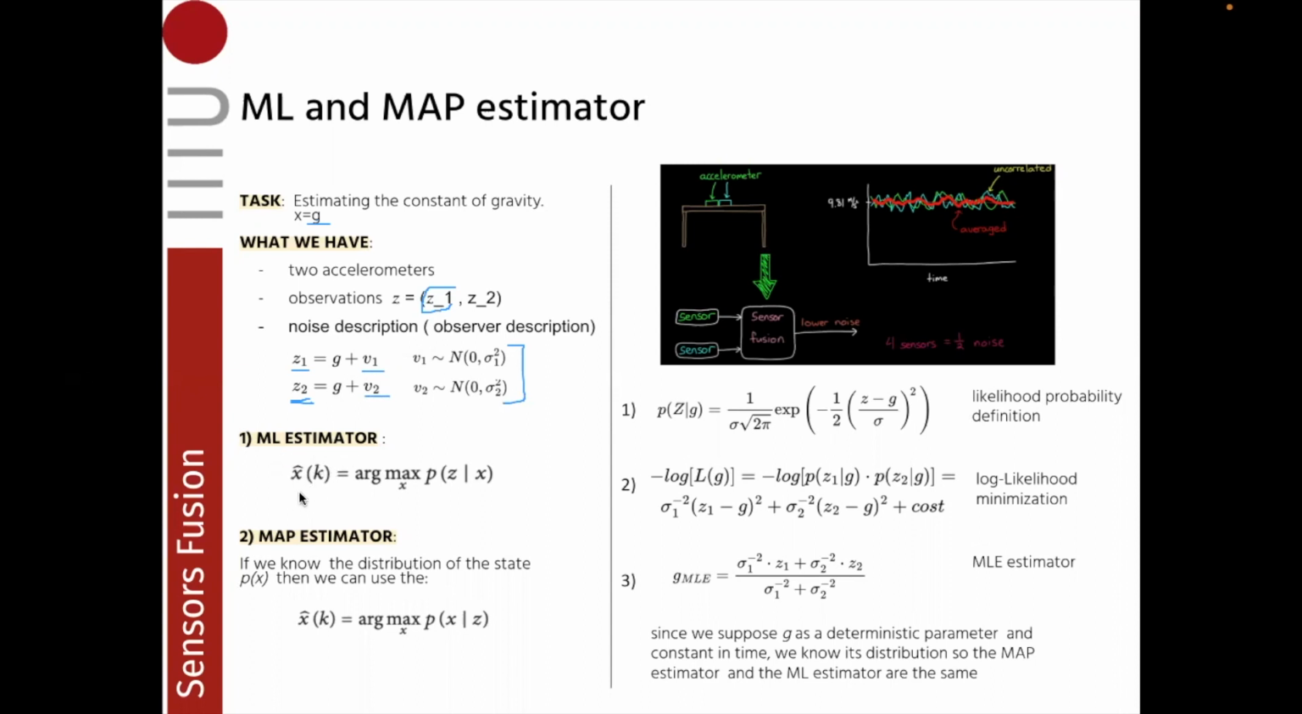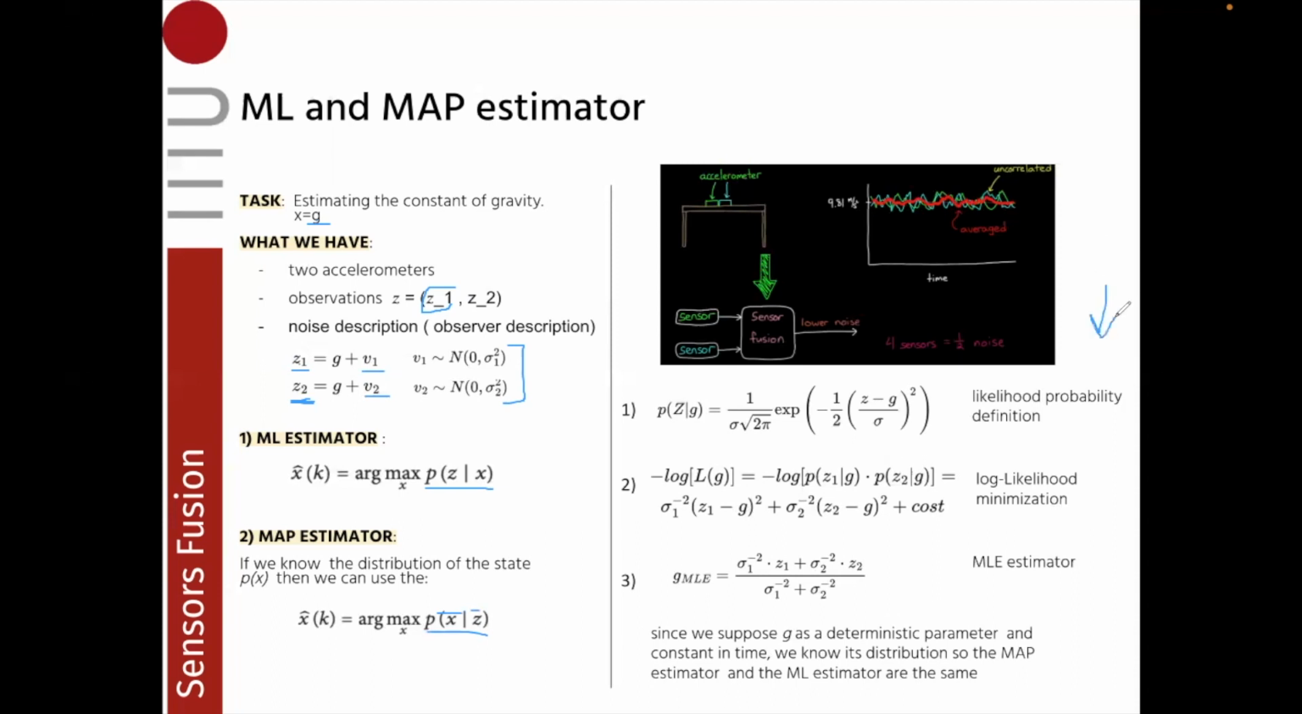So the ML estimator gives us a technique to estimate the value of X, which is G in this case, by maximizing what we call the likelihood, so the probability of the observations Z1 and Z2 given the value of X. The maximum a posteriori criterion instead can be used only if we know the distribution of our state X, by maximizing what we call the posterior probability, so the probability of the state given the observations.